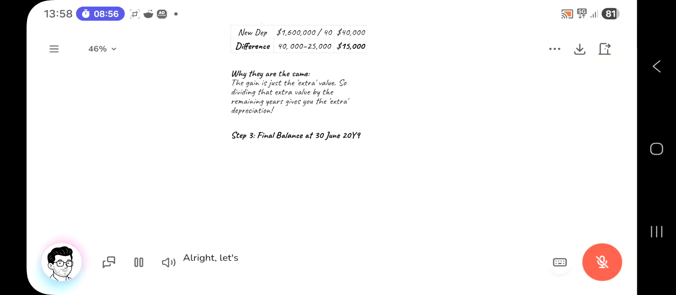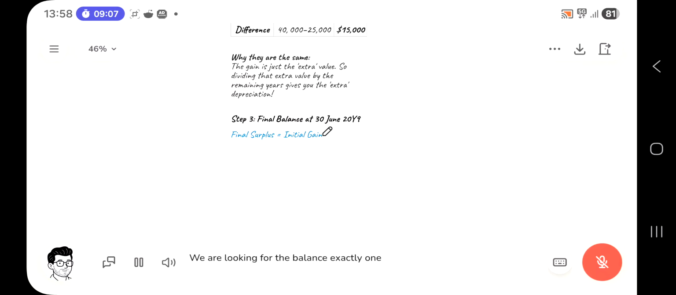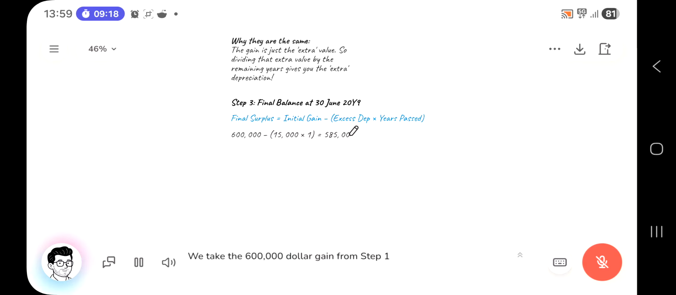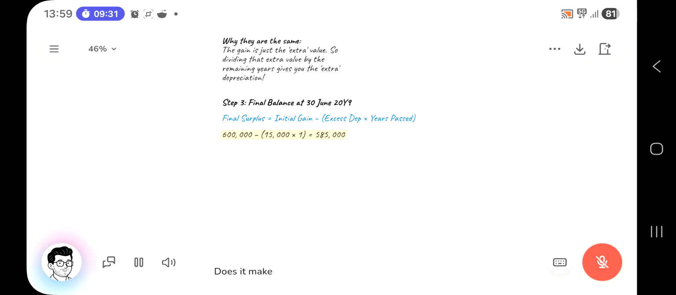All right, let's wrap this up. We started with the gain, and we just need to account for that 1 year of movement. We are looking for the balance exactly 1 year after the revaluation, from June 20Y8 to June 20Y9. We take the $600,000 gain from step 1 and subtract the $15,000 of excess depreciation for that 1 year. That leaves us with $585,000. Does it make sense why we only subtracted $15,000 once?